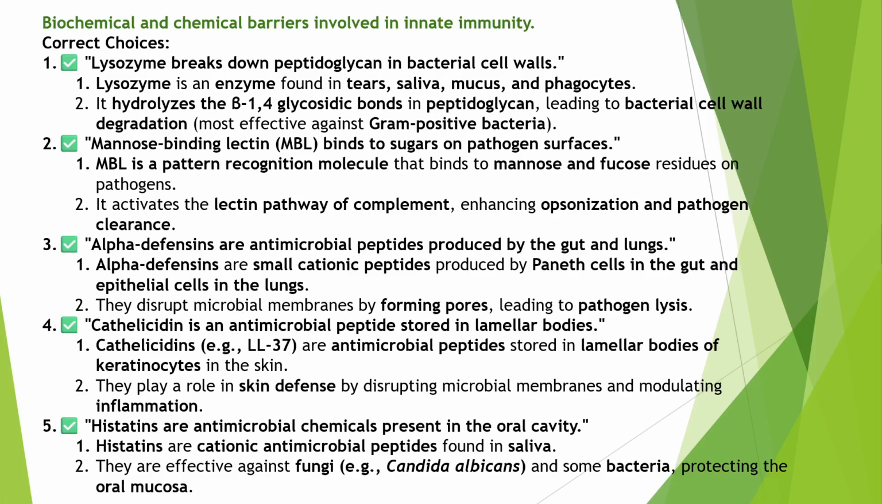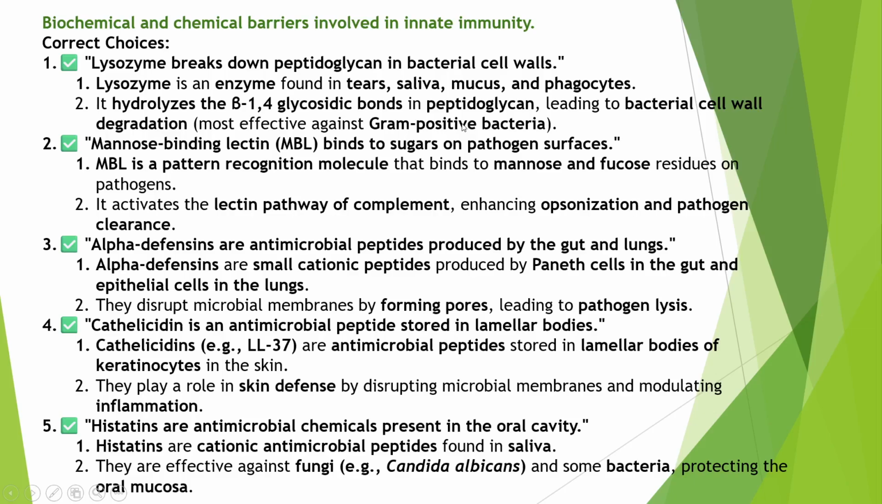Next is biochemical and chemical barriers involved in innate immunity. So here also we have the correct options. First is lysozyme, which breaks down the peptidoglycan layer in the bacterial cell wall, just like we discussed. It is an enzyme found in tears, saliva, mucus, phagocytes, etc. It hydrolyzes the beta-1,4 glycosidic bond in peptidoglycan, leading to bacterial cell wall degradation.